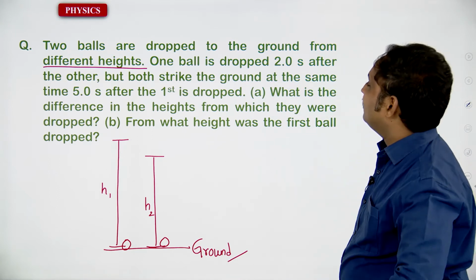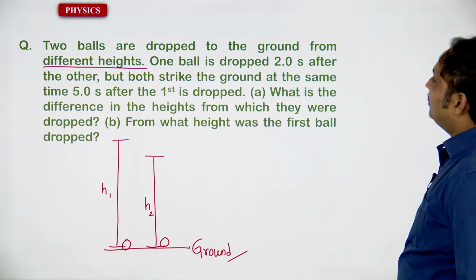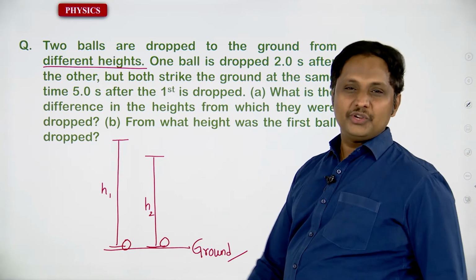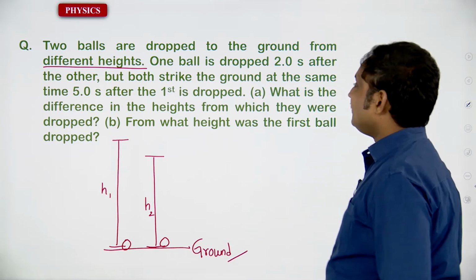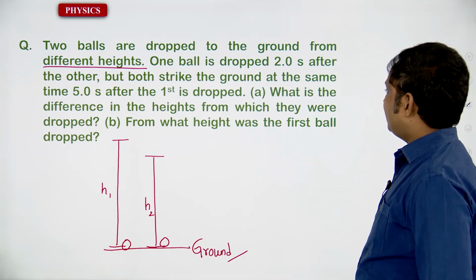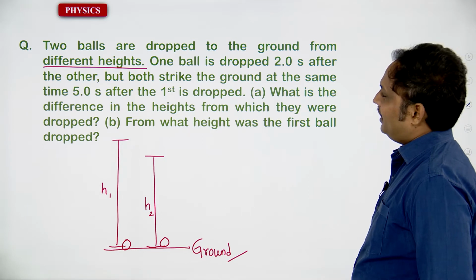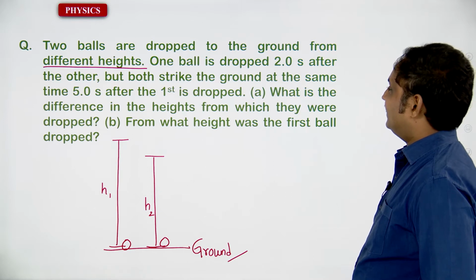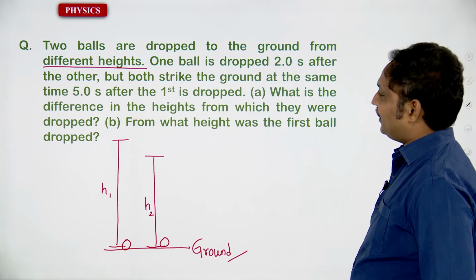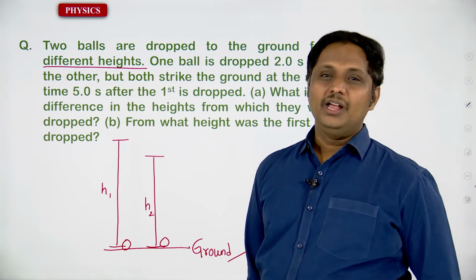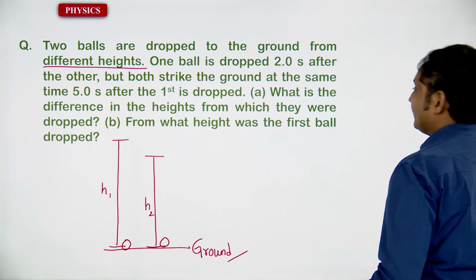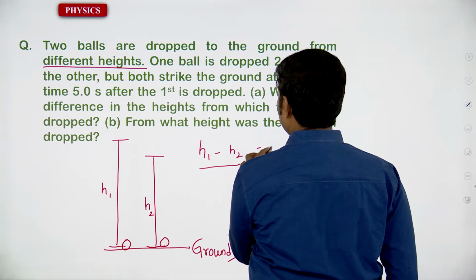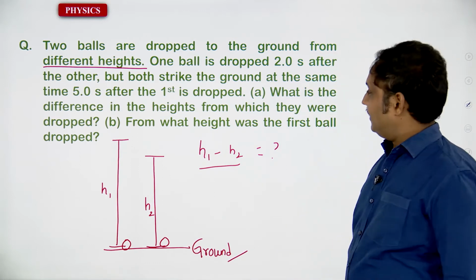Now we can solve the problem. Two balls are dropped to the ground from different heights, one ball is dropped 2 seconds after the other. Both are striking the ground at the same time, okay. 5 seconds after the first is dropped, okay. What is the difference in heights? That is going to be the correct one. We would like to go for that. You are going to get H1 minus H2 is equal to question mark. Okay, all right, this is very clear.